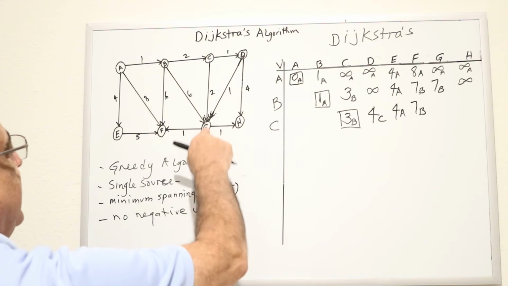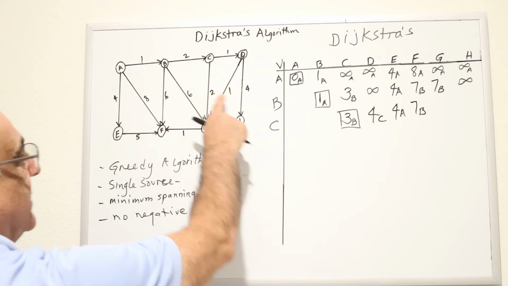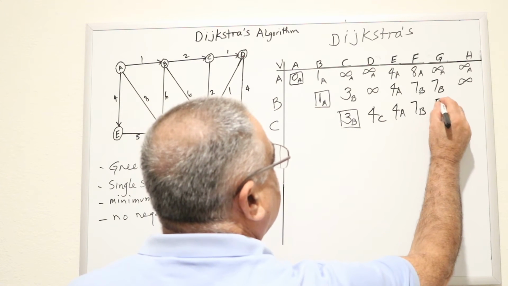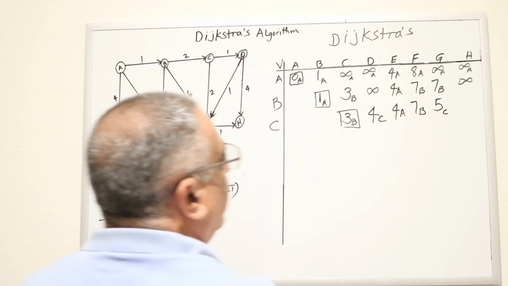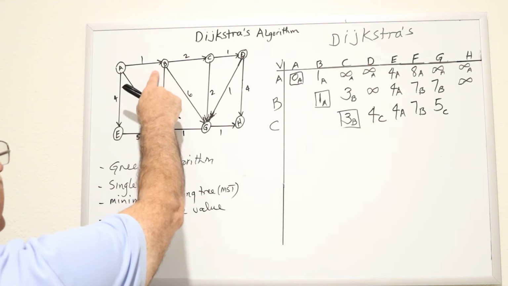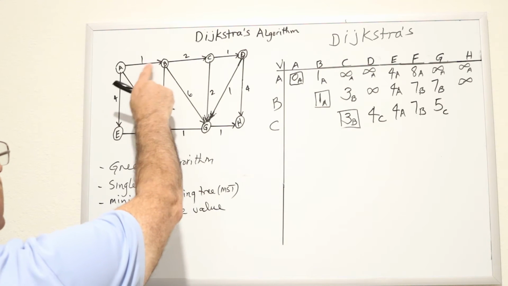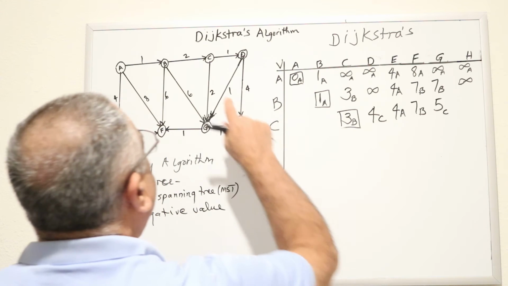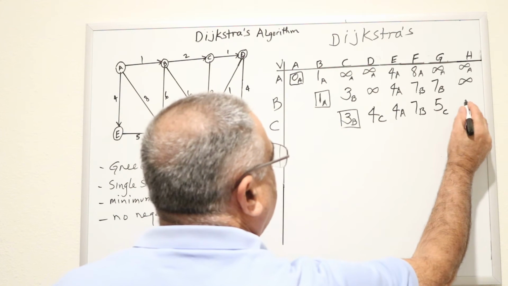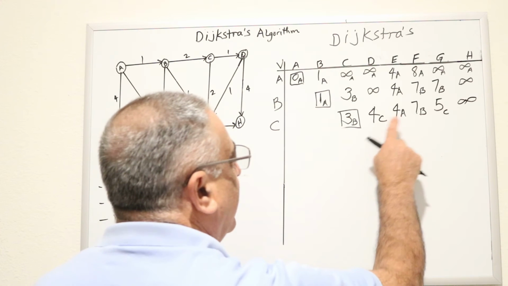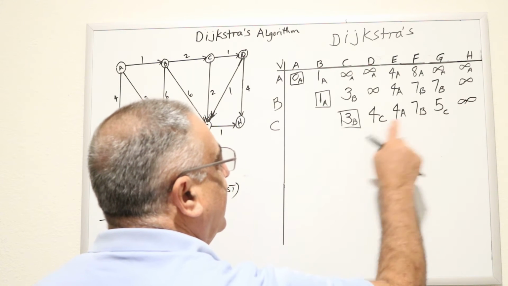C to G, there is a 2, 2 plus 3, which is 5, so that's better than 7, so I'm going to put 5, because C to G is 2, A to B is 1, B to C, and C to G. So that's where the 5 comes from. C to H, no direct link, so leave it as it is. Okay, I have 4, 4, 7, 5, infinity.